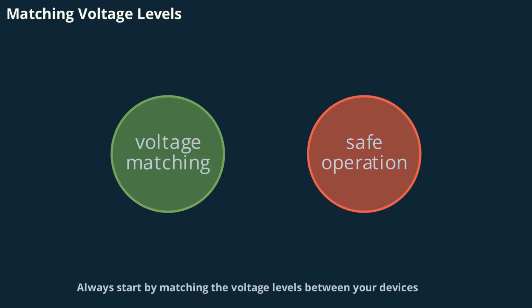Always start by matching the voltage levels between your devices. Using a level shifter that supports your specific voltage requirements ensures safe and reliable operation. For example, shifting from 1.8V to 3.3V requires a shifter rated for those voltages. Using the wrong type can result in unreliable signals or even hardware failure.